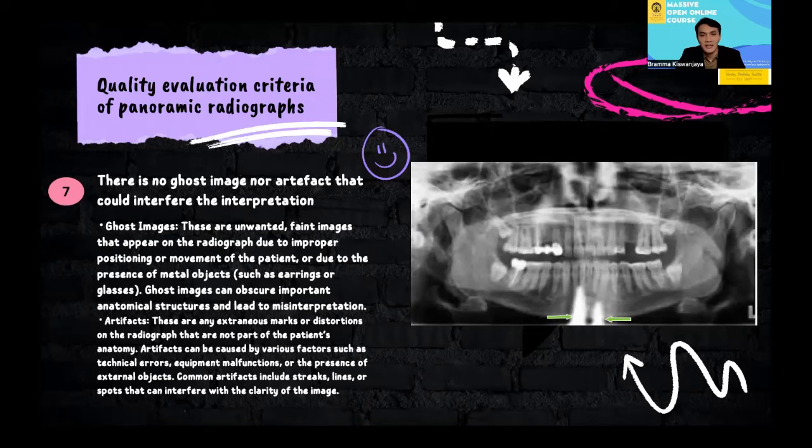Artifacts are any extraneous marks or distortion on the radiograph that are not part of the patient's anatomy. Artifacts can be caused by various factors such as technical errors, equipment malfunction, or the presence of external objects. Common artifacts include streaks, lines, or spots that can interfere with the clarity of the image.